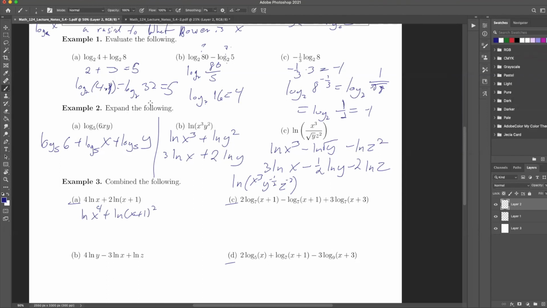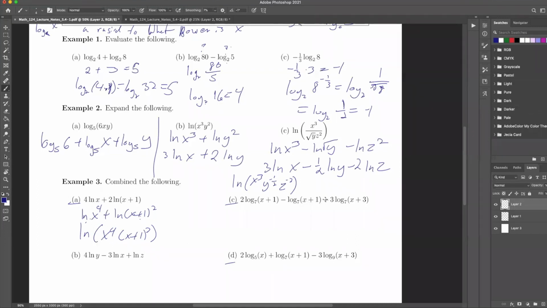And so when we expand, we're trying to write out the terms as many ways as possible. When we combine, we're going to try to squish it all back together. So here we have addition, and addition turns into multiplication. So here I have x to the 4th times x plus 1 squared. Okay, so here we just multiply these two, and we're done.